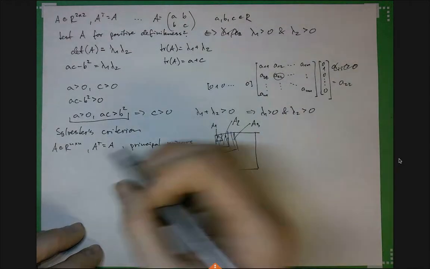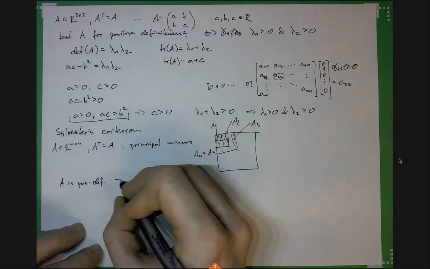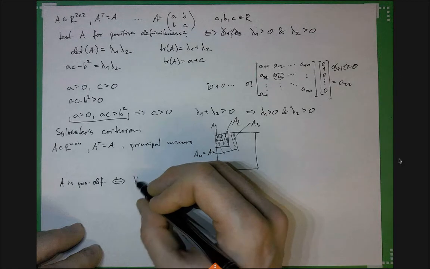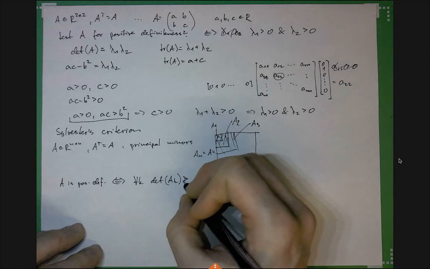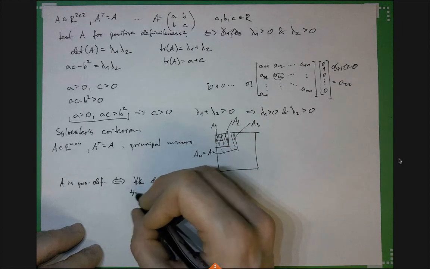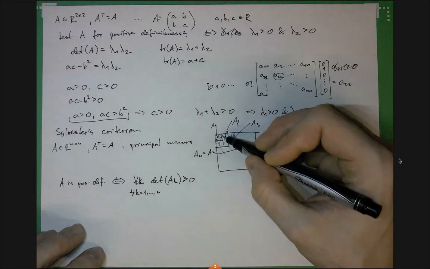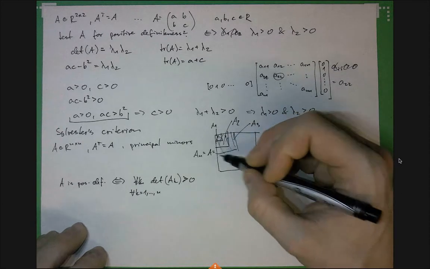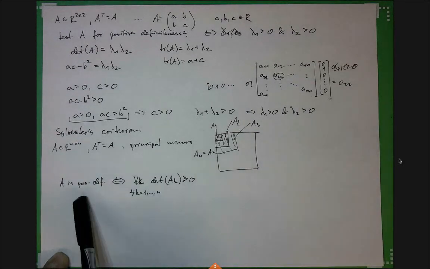And Sylvester's criterion says that A is positive definite if and only if for each k the determinant of A_k is positive. So that means for each k from 1 to n. All these submatrices, the 1 by 1 top left submatrix, 2 by 2 top left submatrix, 3 by 3, and so on, must have positive determinants. I must confess I'm not sure if it works both ways, if it's really an equivalence or if it's just guaranteeing positive definiteness. I think, yeah.